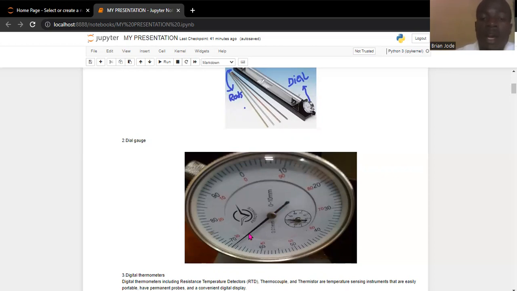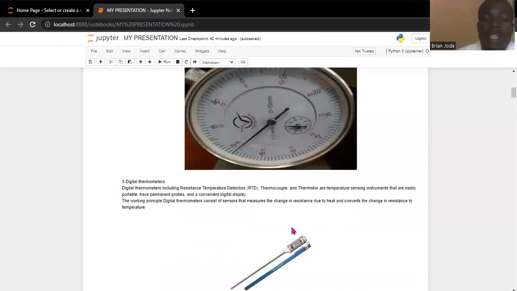The reading of the outer pointer, as you can see here, is 68. To get the final reading of our dial gauge, we take the reading of the revolution counter, that is 0, then add the reading of the outer scale, that is 68, multiplied by the precision measurement, that is 0.01 millimeters. So the reading will be 0 plus 0.68 millimeters. That is basically how we are going to read our dial gauge. We'll come to see how it behaves when our metal rods are expanding after being subjected to heat.